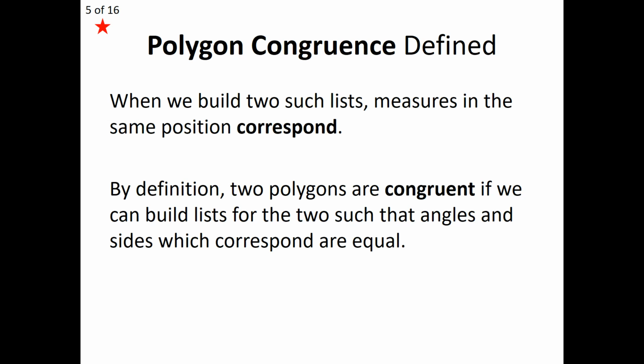So by definition, we can claim or declare two polygons congruent if we can build lists for the two such that the angles and the sides which correspond are equal. So let me say that again. If we can build two lists for the two, such that the angles and the sides which correspond are equal. In other words, when we match up the corresponding parts and all the corresponding parts in that list match up, then we may declare those two polygons congruent.